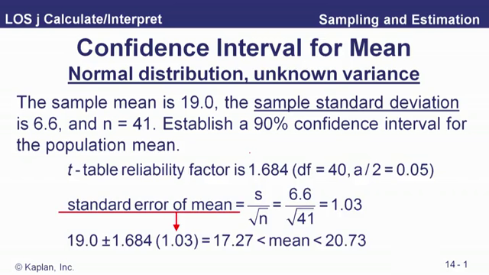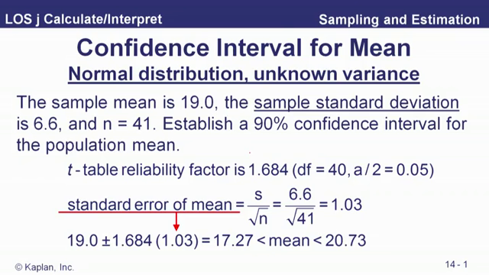Okay? Well, let's do this, even though we have 41. Let's just use that t-distribution here. Our t-reliability factor, if we look it up on the t-table, and you should familiarize yourself with the t-table just as you have with the standard normal cumulative distribution function table, so-called z-table. Take a look at that.